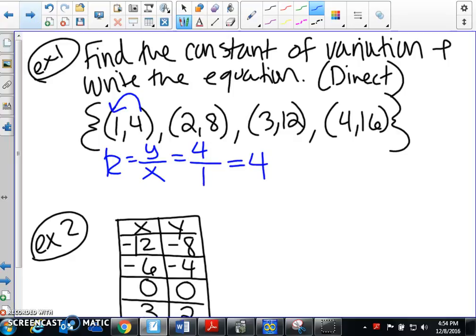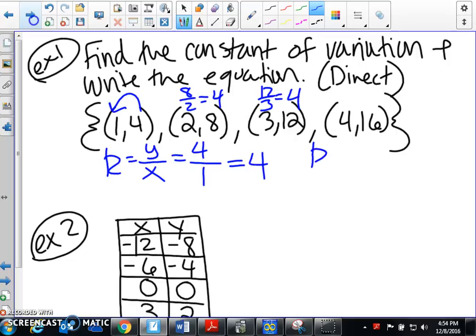Now, if you're asking yourself, Miss Beck, can I choose any point? Absolutely, boo-boo, you do you. This is 8 divided by 2. Guess what? That's 4. This is 12 divided by 3. Guess what? That's 4. Okay, I just like to take the first point because I'm lazy, and I just like to be straightforward. So just grab that k equals 4. Done.